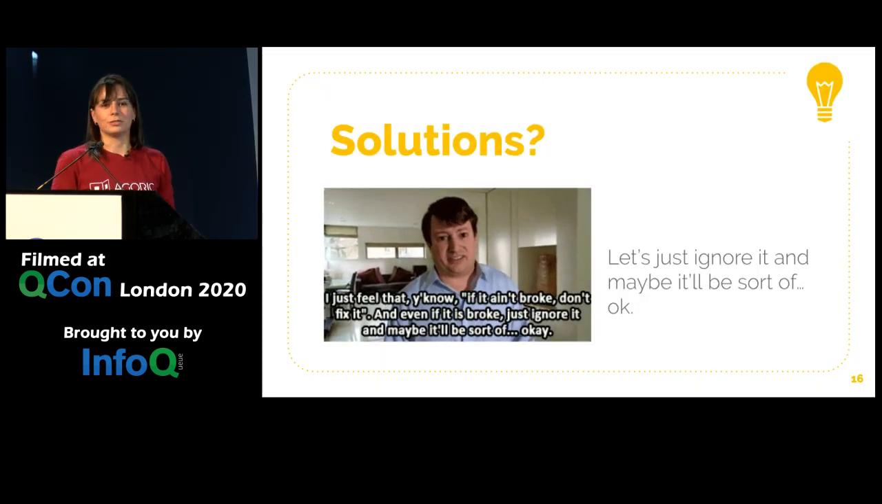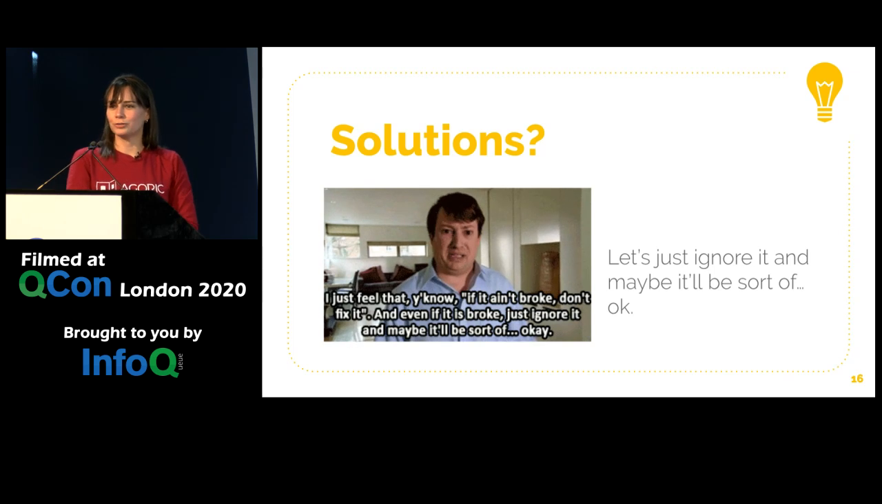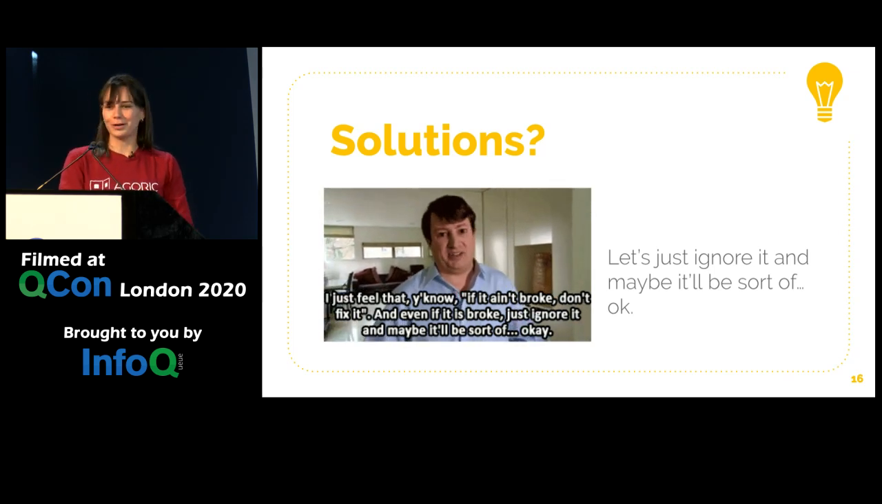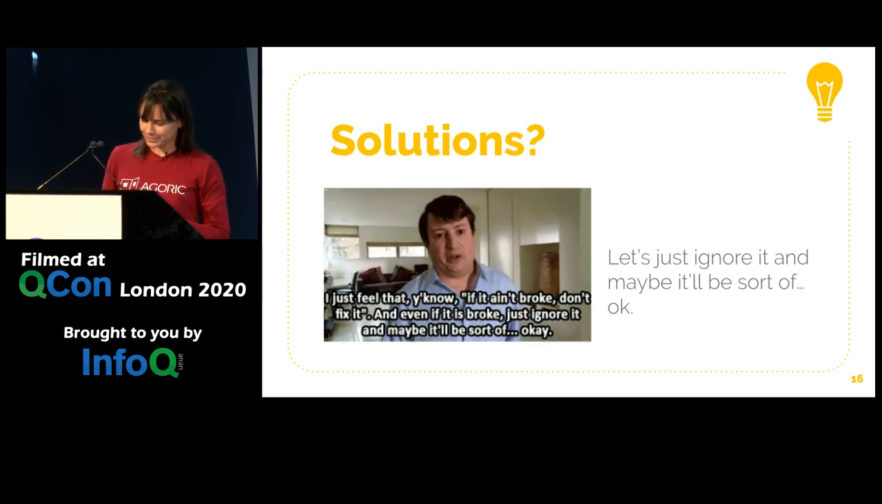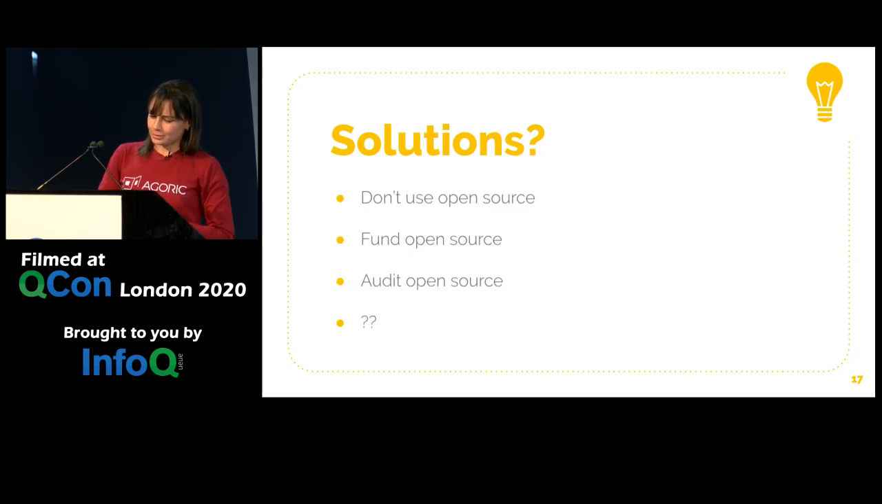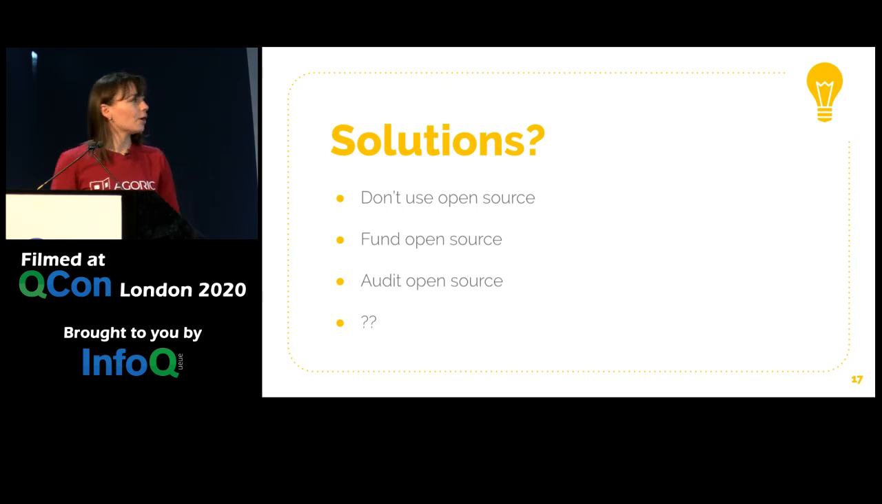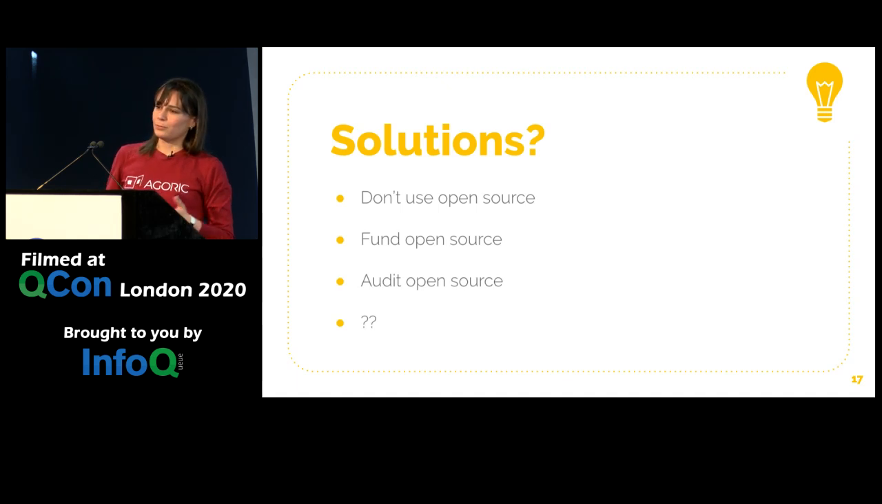So what are the solutions? Well, there's always the tried and true solution of just ignoring it, and then hopefully it'll be okay. But people are actually really trying to solve this problem, right? One of the solutions that people have come up with is, just don't use open source. Write everything yourself. And believe it or not, there are companies that are actually doing this because the stakes are so high, right? But we can see that this isn't a very scalable solution.